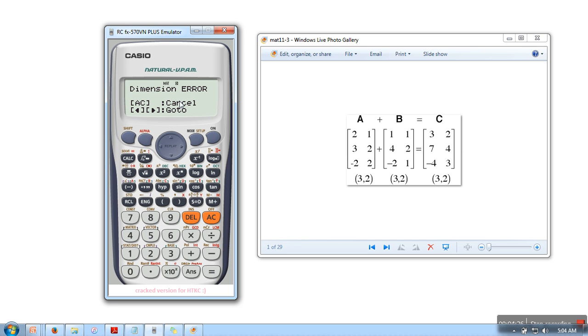So if you can see why this error is coming, it is because they are not according to the law of multiplication. This is a matrix which is 3 by 2, and in order to multiply, the second matrix should have 2 rows. So these two matrices are not compatible for multiplication. That's why it's saying dimension error. But in case these are compatible, you can multiply them.